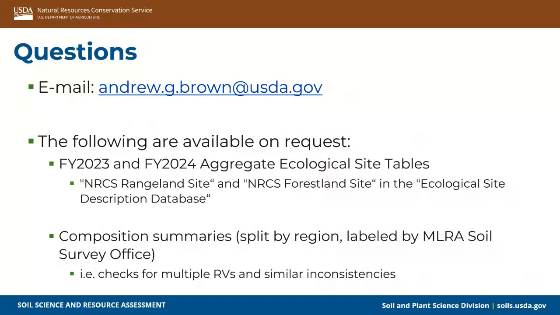If you have any questions about what I've mentioned, you can reach out to me anytime. I've also developed a number of derivative products that are essentially ready for folks to dig into and start looking at. For fiscal year 2023 and 2024, I have these wide format ecological site tables for the whole country. Again, that's focusing on the NRCS rangeland and forestland sites, but we actually can generate them for other things. So if you're interested in forage suitability groups, we could talk about that, and I could show you how to get it.